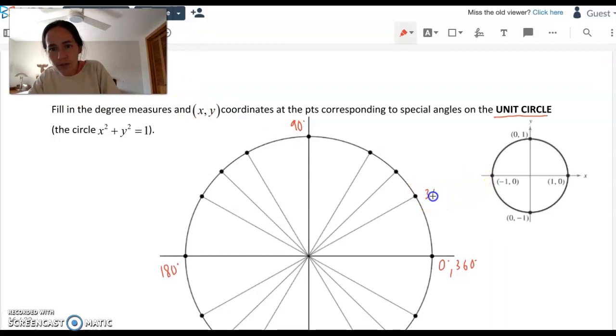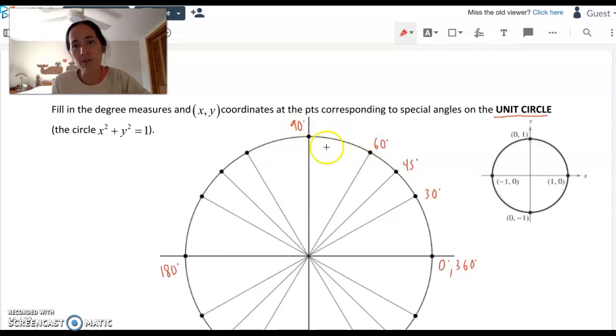So 30 degrees, I'm going to label here. Then go 15 degrees beyond that. We had a 45 and a 60. Can you keep it going? Keep that pattern going straight across. So every kind of big chunk of this, you're adding 30 degrees to it.